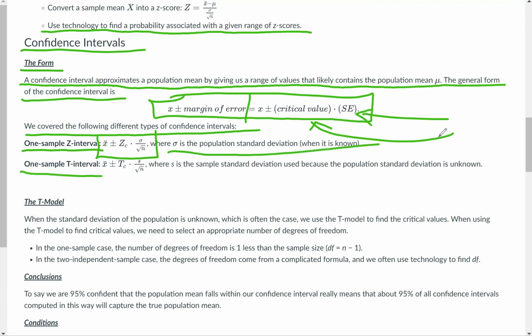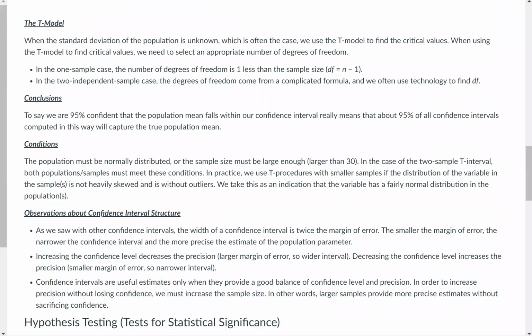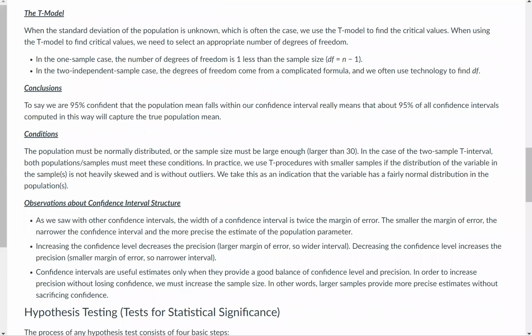And then the one sample t interval is almost the same, but the only difference is you're using a t value for the critical value instead of a z-score. Also, the numerator of that fraction is s, the sample standard deviation, rather than sigma, the population standard deviation. Now we'll look a little bit more at the t model specifically. When the standard deviation of the population is unknown, which is often the case, we use the t model to find the critical values.